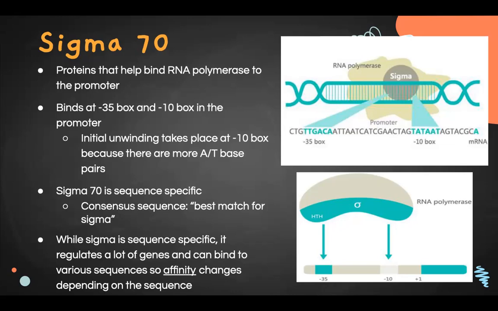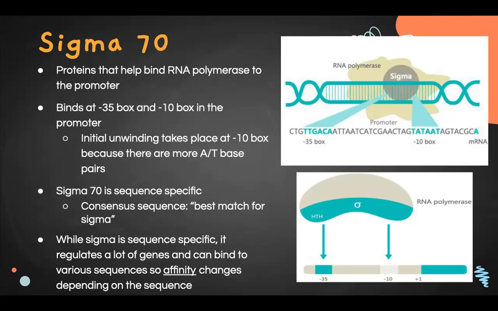So if it happens to go somewhere where it is the consensus sequence and that's the best sequence that it can bind to, it's going to have a strong affinity. However, if it goes somewhere where it can also bind, but it's not the consensus or close to the consensus, it might still bind to it, but it's just not going to have as strong of an affinity. Does that make sense? Okay, cool.